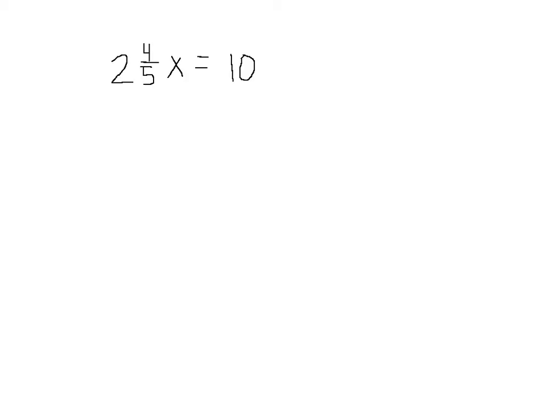So, what I'm going to do is I'm going to start off by changing this into an improper fraction. You do that by multiplying the denominator by the whole number and then adding the numerator. So we're going to do 5 times 2. 5 times 2 is 10. Plus 4 is 14. So I have 14 on top. And we always keep the same denominator. In that case, that's 5. So now I have 14 over 5x equals 10.